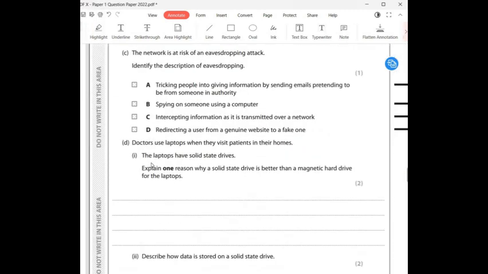5C. The network is at risk of an eavesdropping attack, so we need to identify a description of eavesdropping. So eavesdropping is intercepting information as it's transmitted over the network. So that would get you 1 mark if you tick that box there.